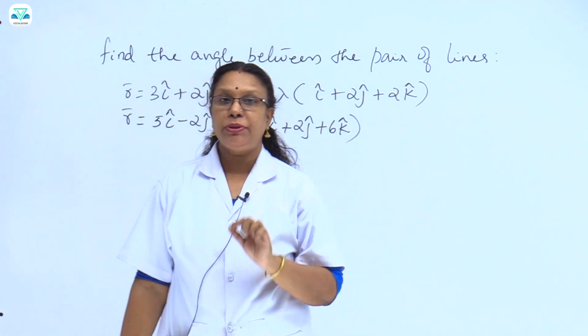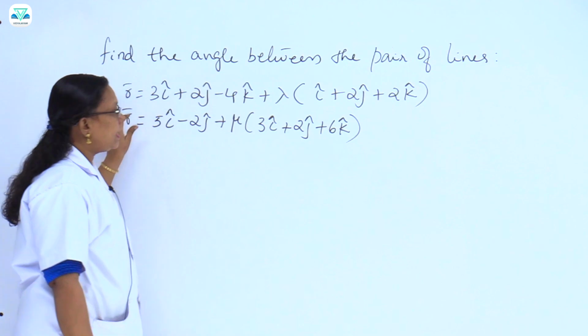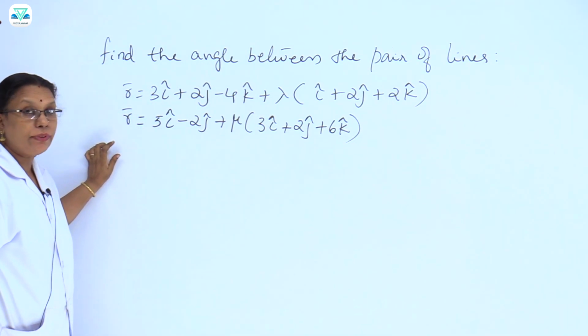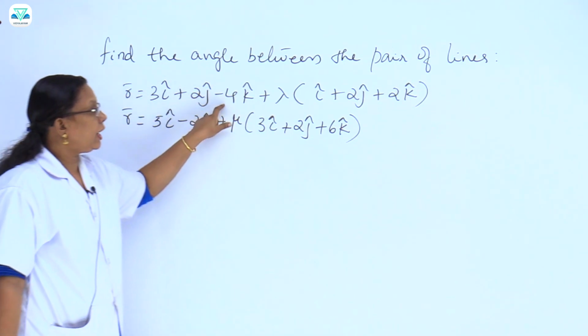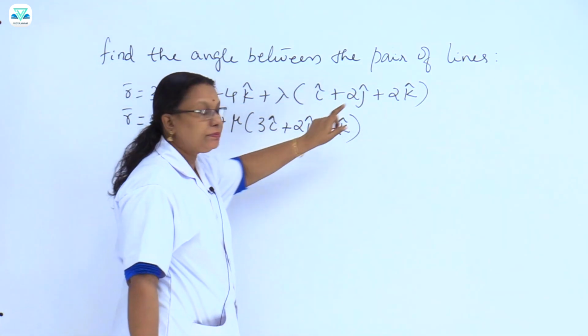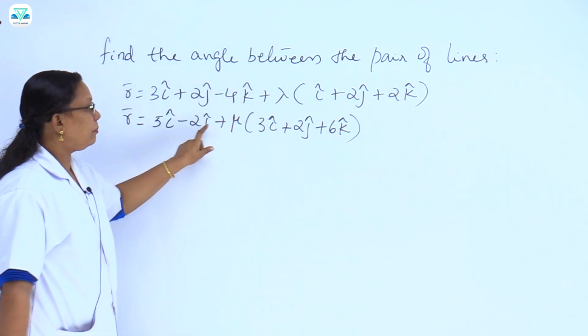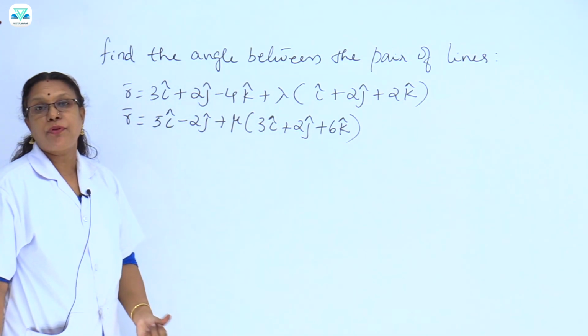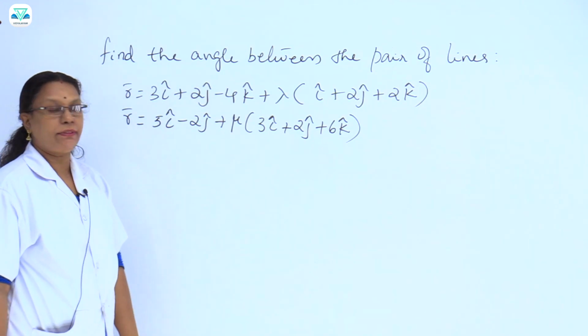Find the angle between the lines. Two lines are given, and the lines are given in vector form: R is equal to A plus lambda B, and R is equal to A plus mu into B. So, when the vector formula is given, identify the parallel vectors.